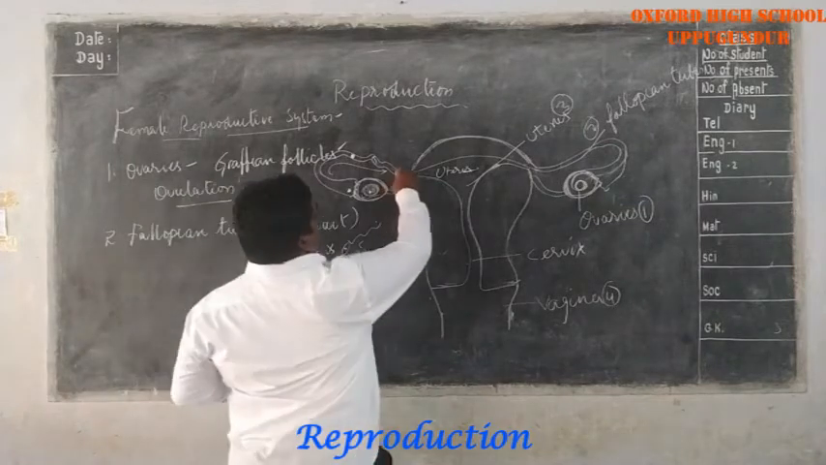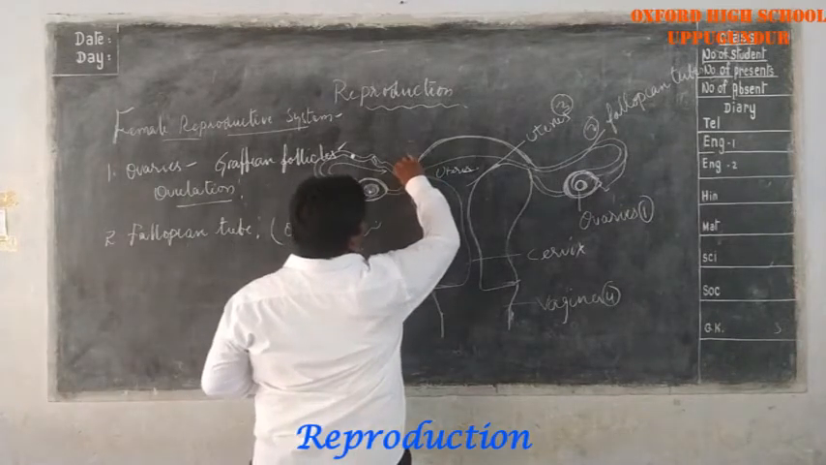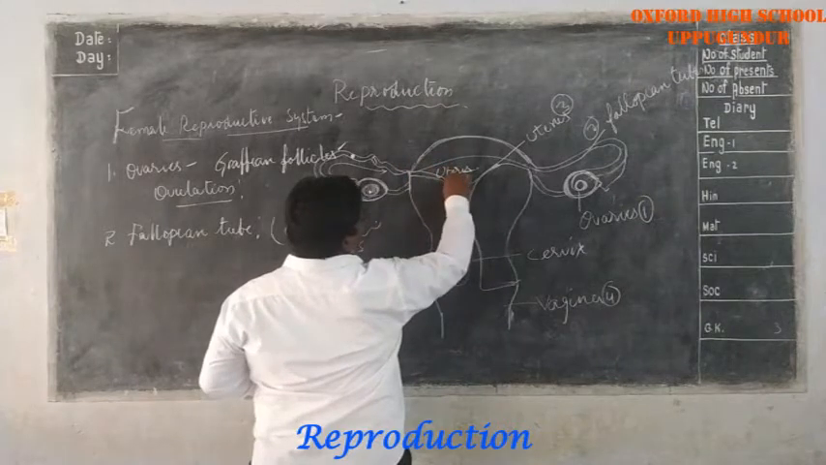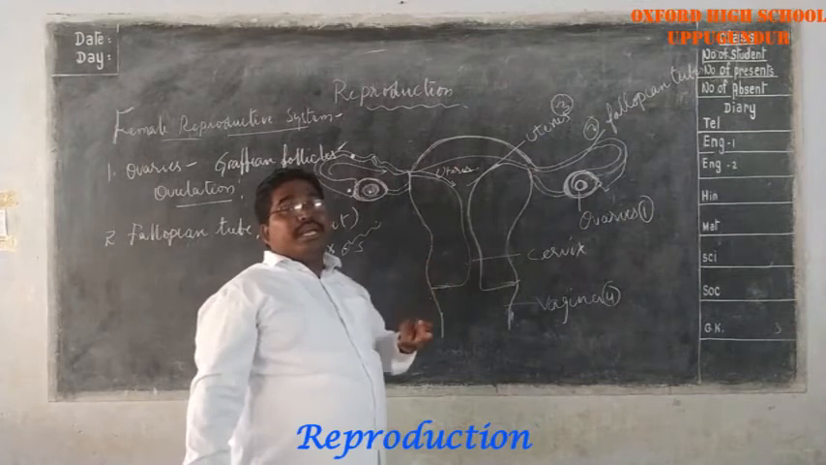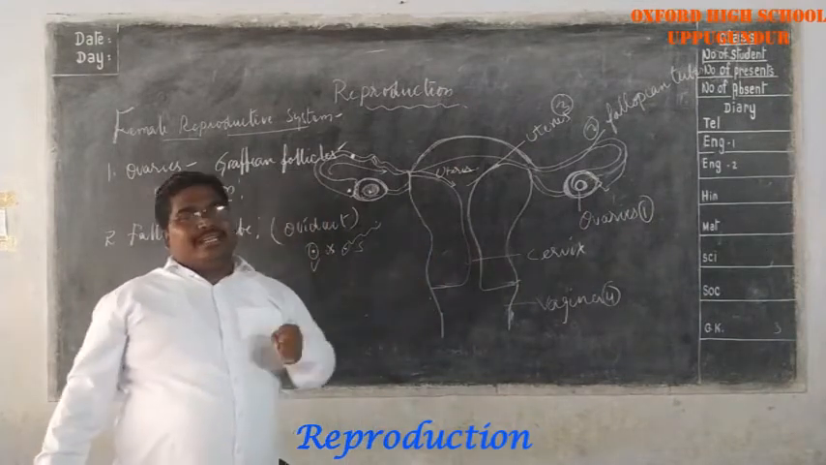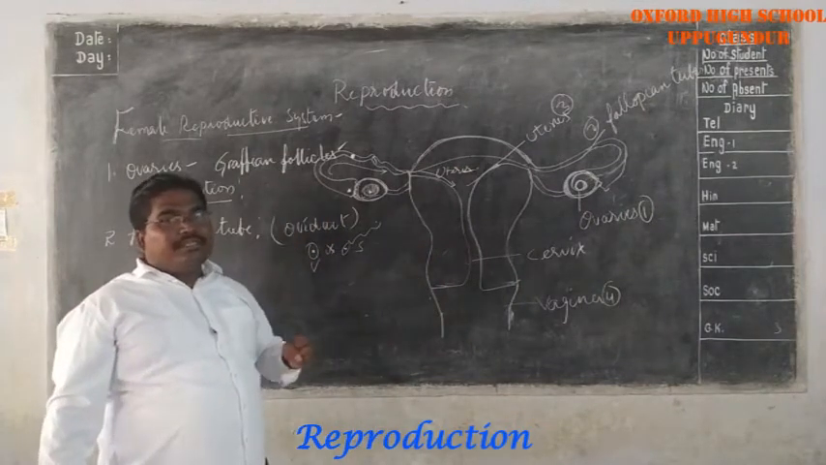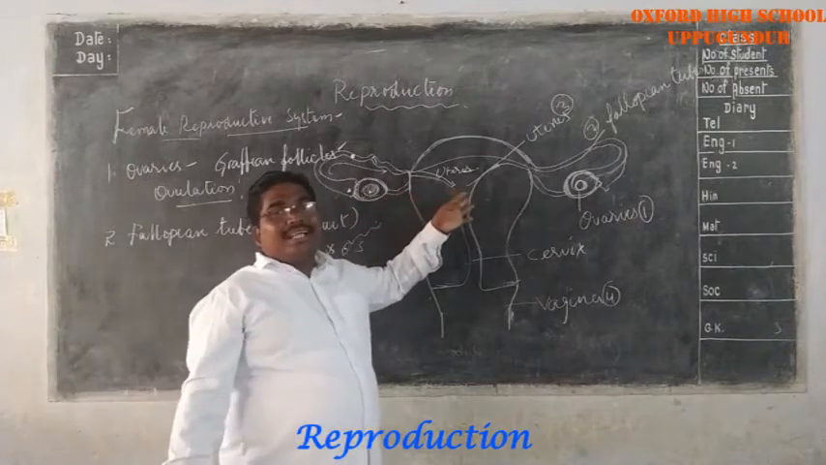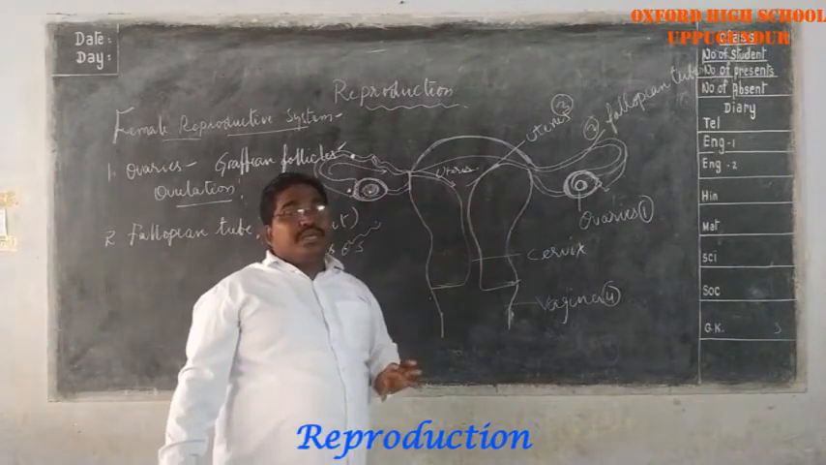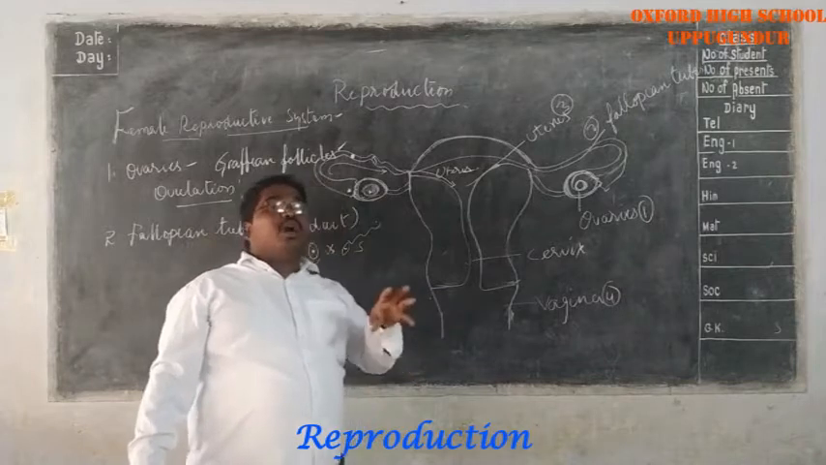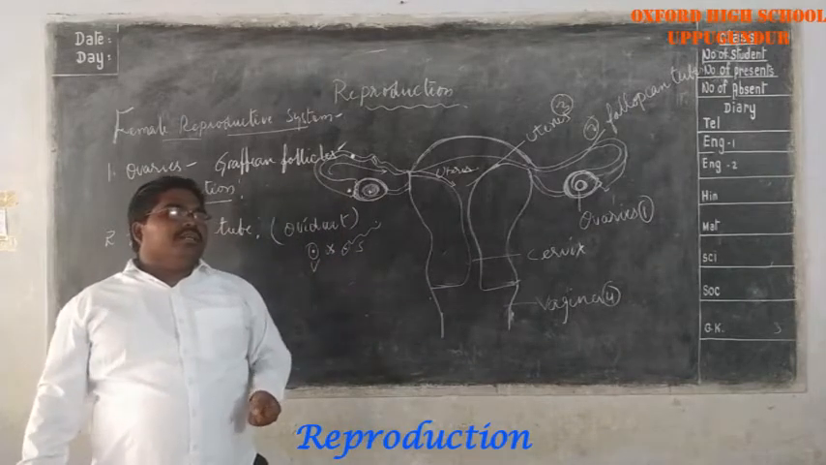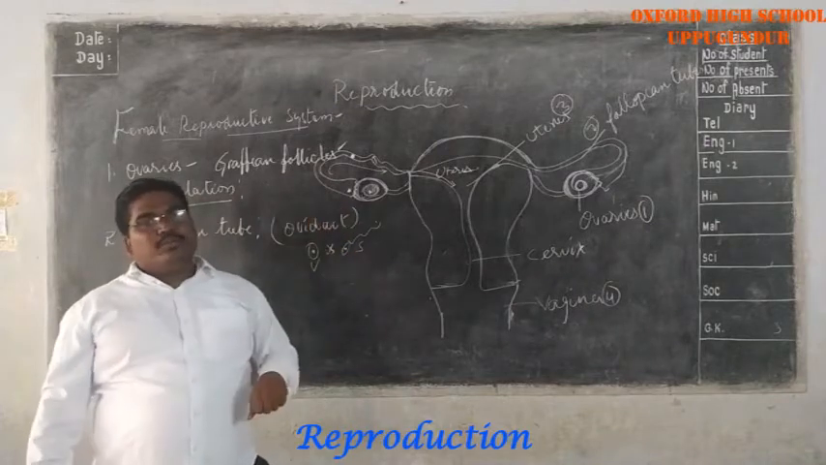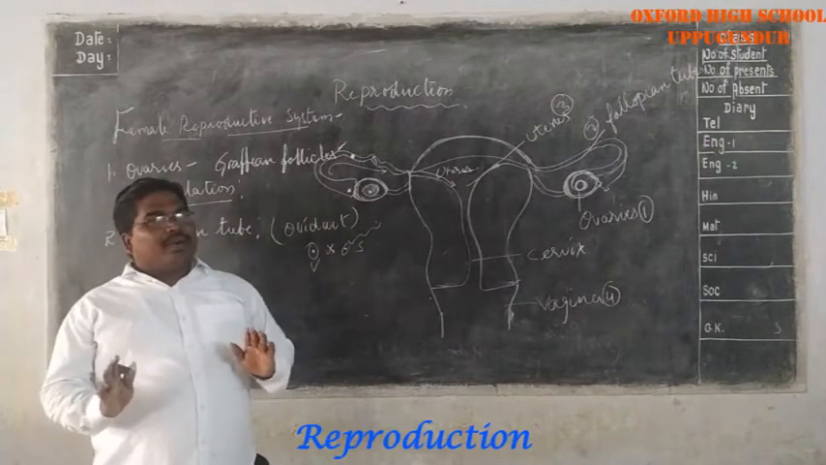It slowly moves downwards and enters the uterus. Before reaching the uterus, the ovum transforms into a small solid ball of cells. Do you understand this point? Okay, so that is about the fallopian tube.